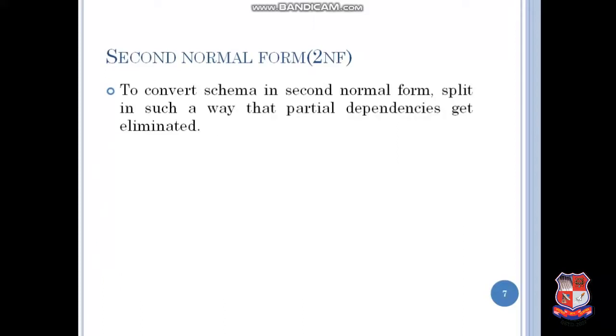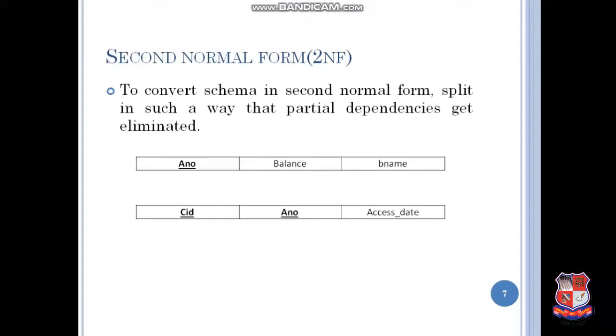To convert the schema into second normal form, split it in such a way that partial dependencies get eliminated. So we split the schema as account number, balance and branch name; and customer ID, account number and access date. So the partial dependency which existed in the earlier schema has now been eliminated.